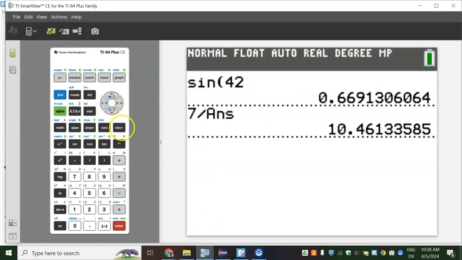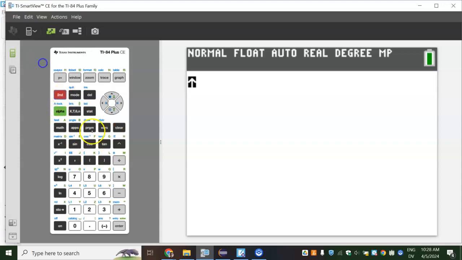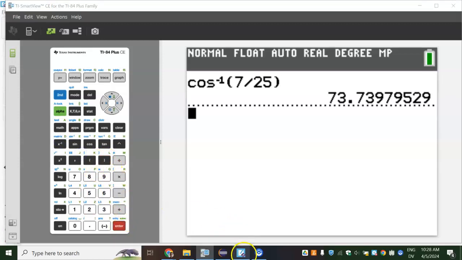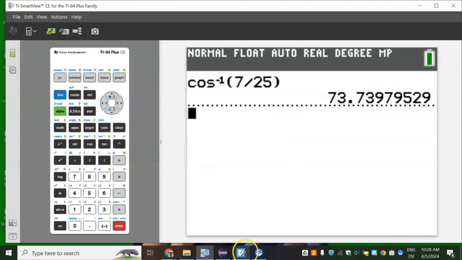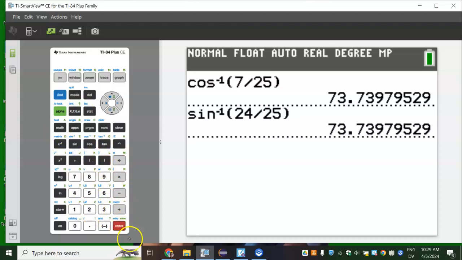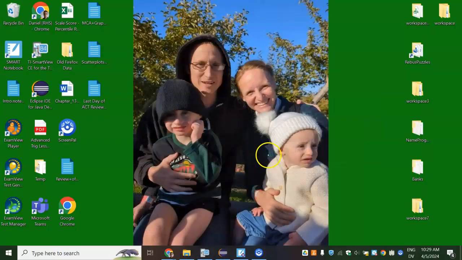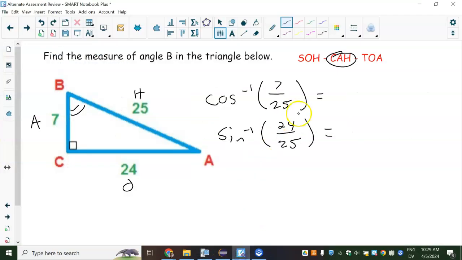So let's take a look just to see that I'm not lying here. So I'm going to do second, cos minus 1. I think it was 7 over 25. I think that's what it was. So yeah, it's telling us it's about 73.7. And just to make sure that this works out, let's try sine minus 1 of 24 over 25. I think that's what it was. And we get the same thing. So 73.7 degrees is right.